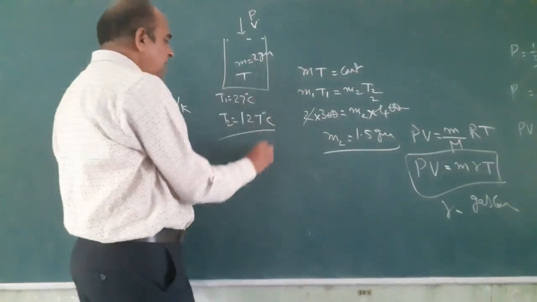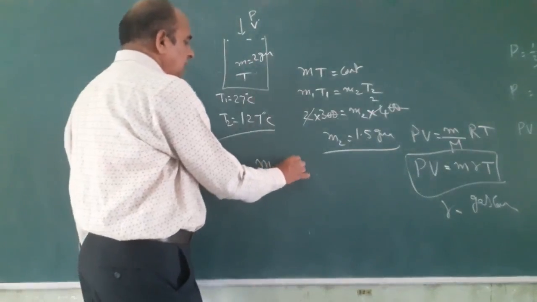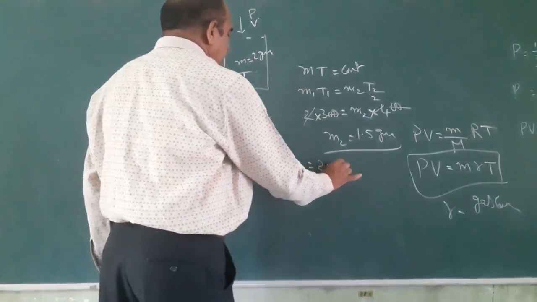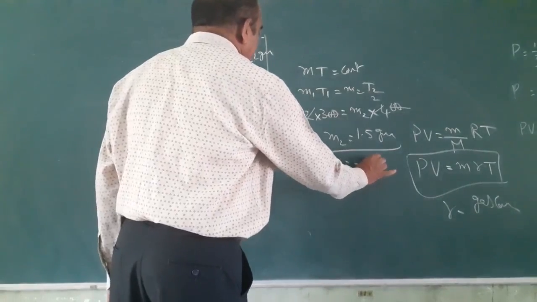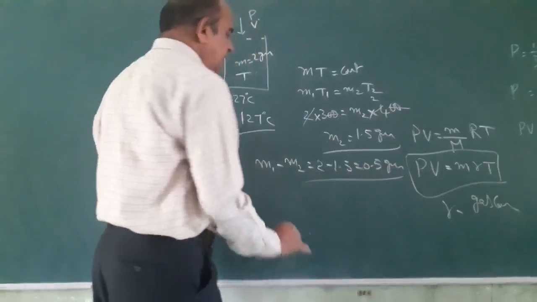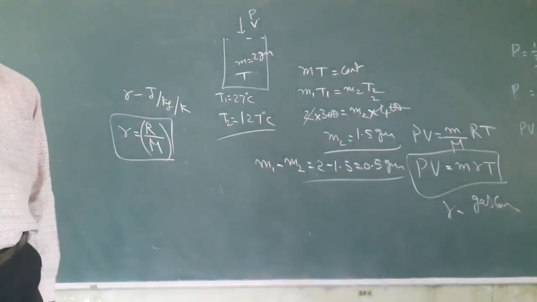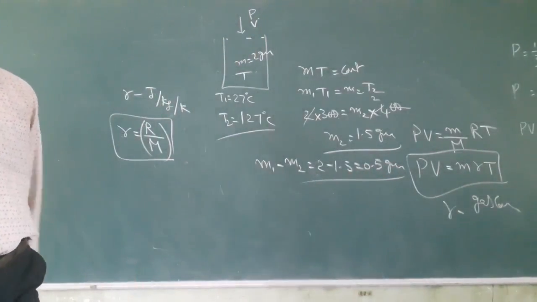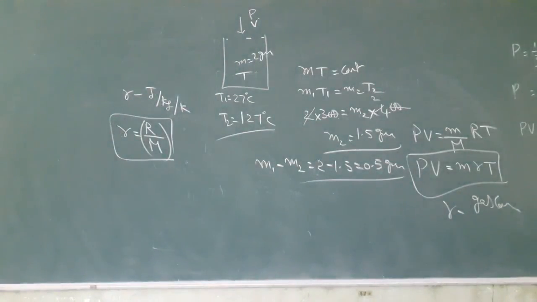Then what is the mass of gas expelled? m1 minus m2, how much? 2 minus 1.5, that is 0.5 grams. The mass of gas expelled from the vessel is 0.5 grams. Okay?